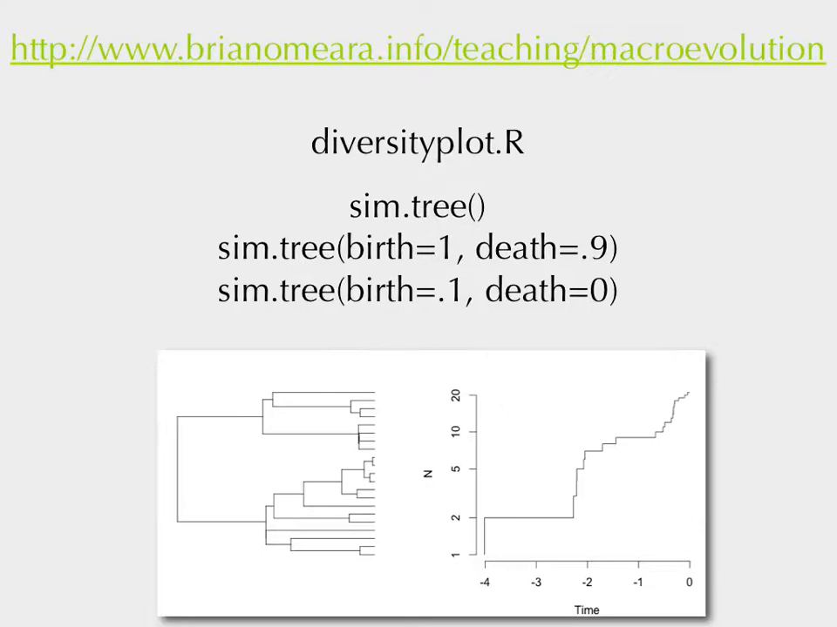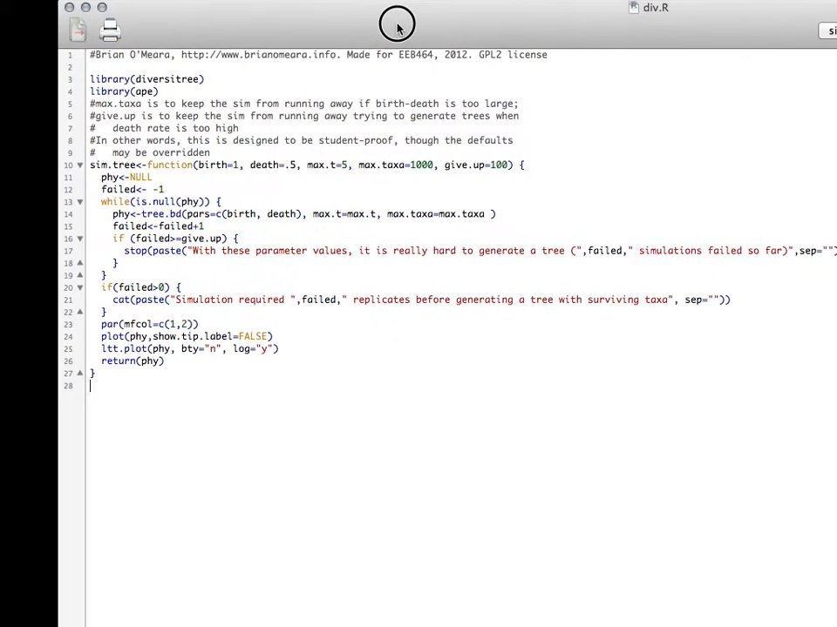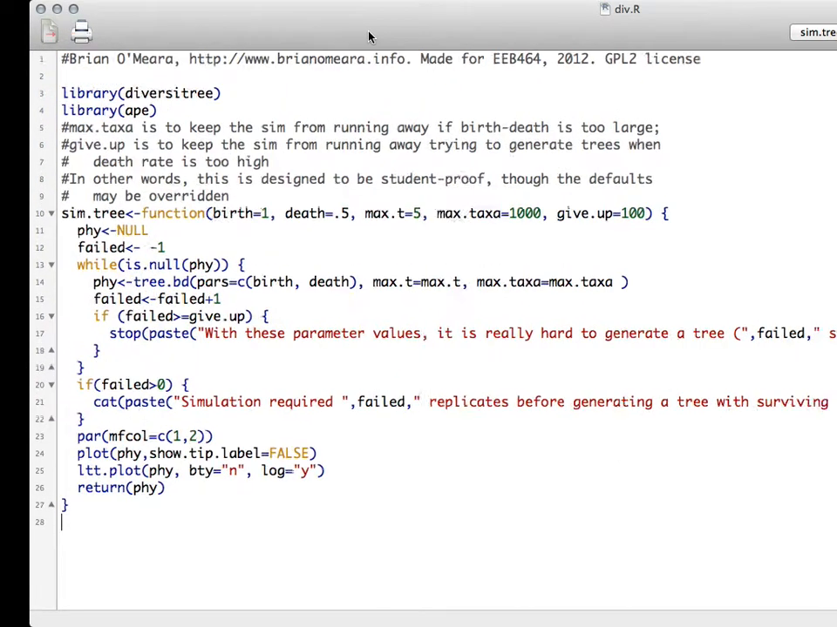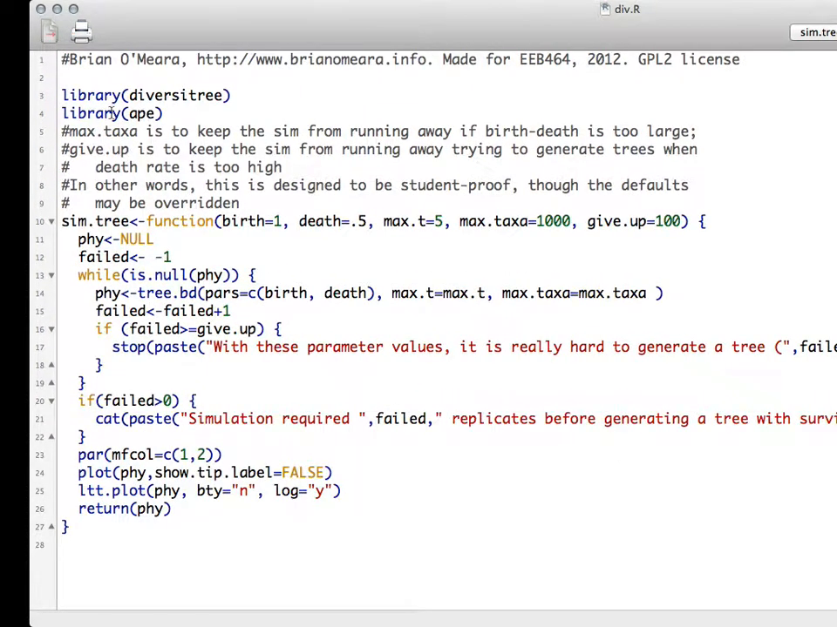In past times around the class, I've had students go through and do simulations themselves. I think the overhead of getting everyone's laptop set up is not worth it, so I'll show you here. Basically, I'm using this very simple function. I'm just simulating a phylogeny and then plotting it, with various error checking to protect against students entering crazy values and stuff like that. But mostly it just says, speciate and go extinct at some rate.